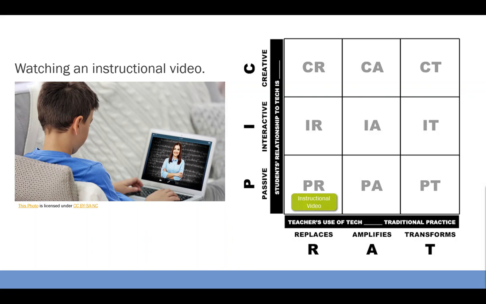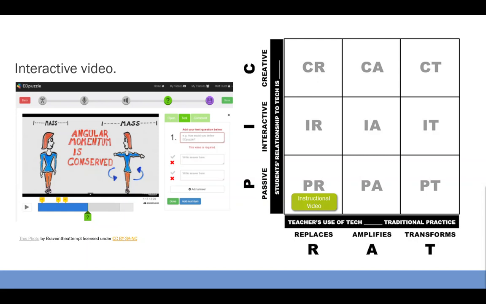Okay? But what if we change? What if we make it an interactive video? Kind of like this Edpuzzle that you're watching right here, where students actually answer questions as they go. Where would you put that on this chart? So I would move interactive video, of course, to interactive, where the student's actually acting with the program. And ideally, the program would be telling them if they got it right or wrong. The way I use Edpuzzle, I don't like multiple choice questions. So I would rather have you write open responses and then I'll respond to them. But it does move it towards a more active role as the learner.